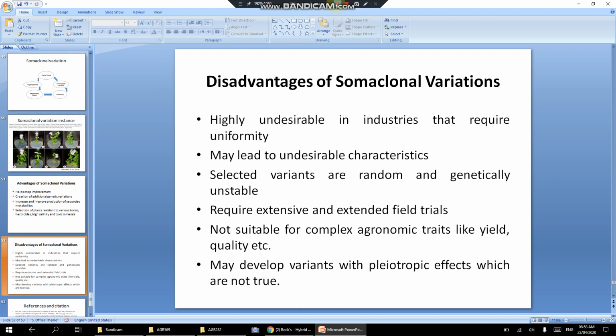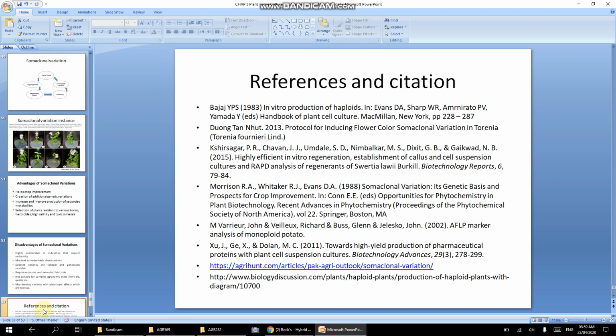If you are focusing on traits like yield, you know that the clone should produce this much yield and this much quality, and suddenly when you have somaclonal variation, it destroys your original intention of producing a certain yield and quality. And it may develop variants with pleiotropic effects, which are not true to type. So you want everything to be the same, and you don't want to see differences in them, because they are supposed to be clones.